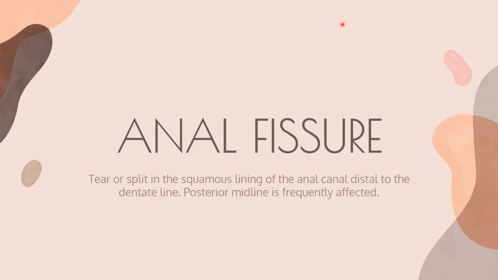In this case, physical examination is best performed by spreading the buttocks apart gently and looking carefully at the posterior midline. Findings include a fresh laceration in the anoderm with sharply demarcated edges and involuntary spasm of the anus.